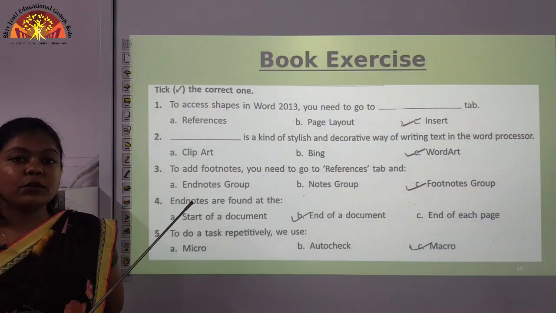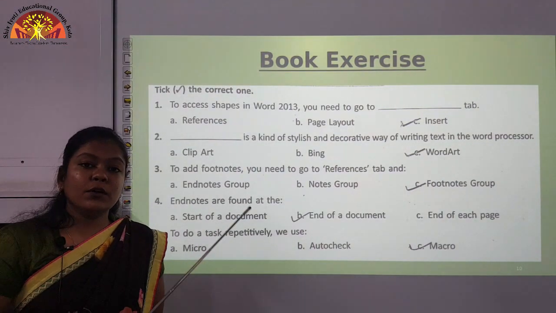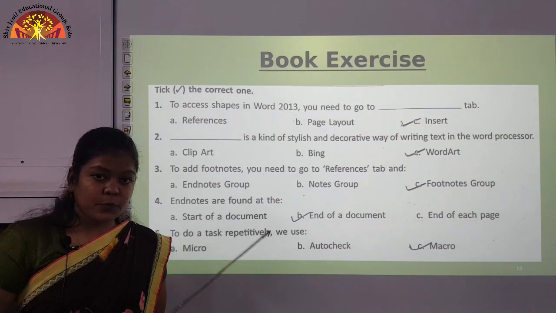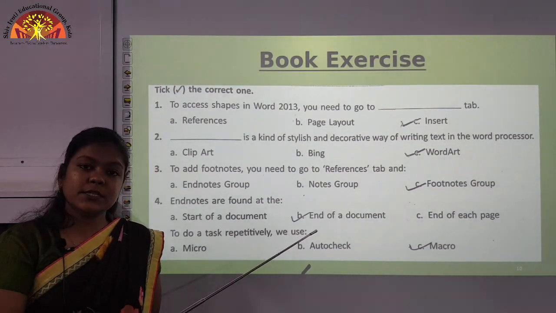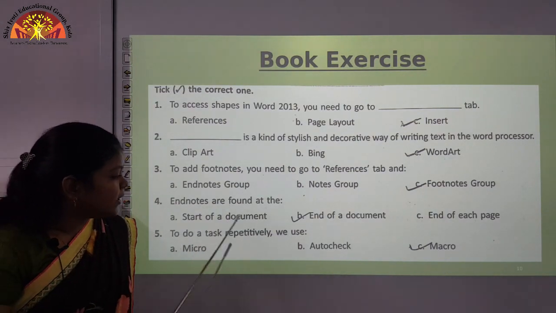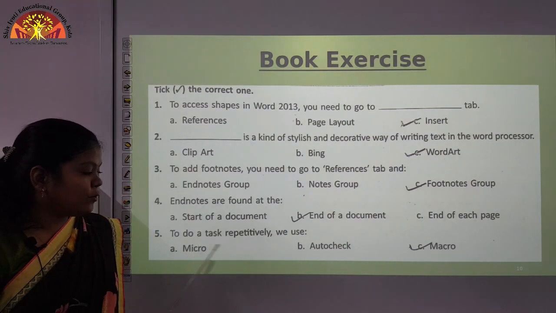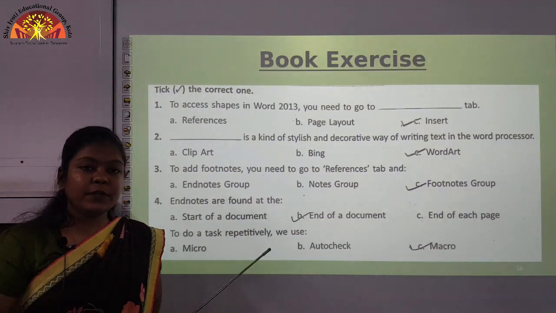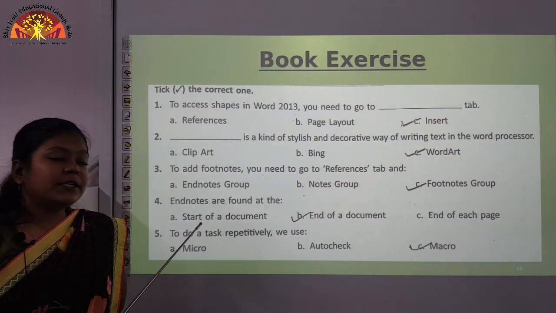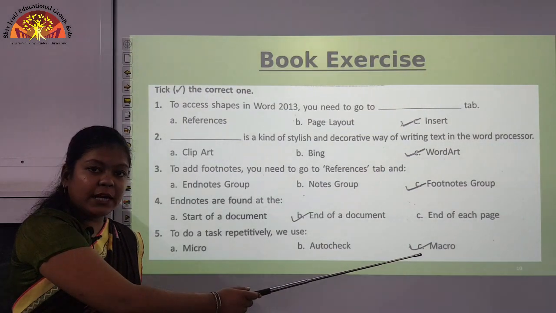Students, we know endnote always appear in the end of the document. Whenever you insert an endnote in your MS Word document, it always appears at the end of your document. So, this is B, end of a document. This is your correct answer. Put the right mark here. Next question is, to do a task repetitively, we have three options: micro, auto check and macro. Students, we know macro is the option provided by the MS Word to do a task repetitively in your document. So, your correct option is macro. Put the right mark here.